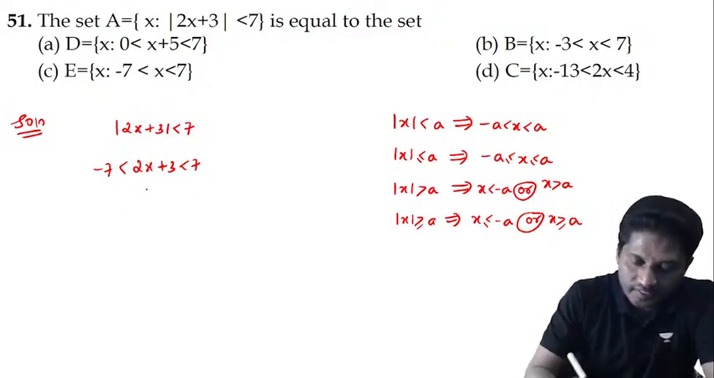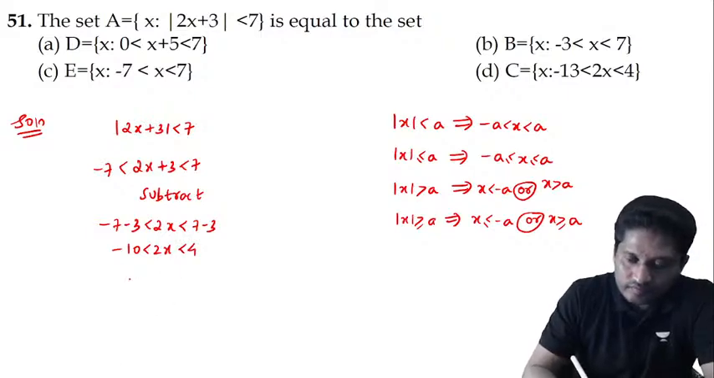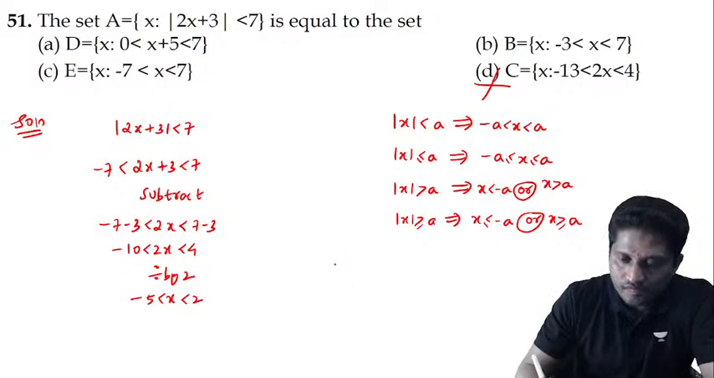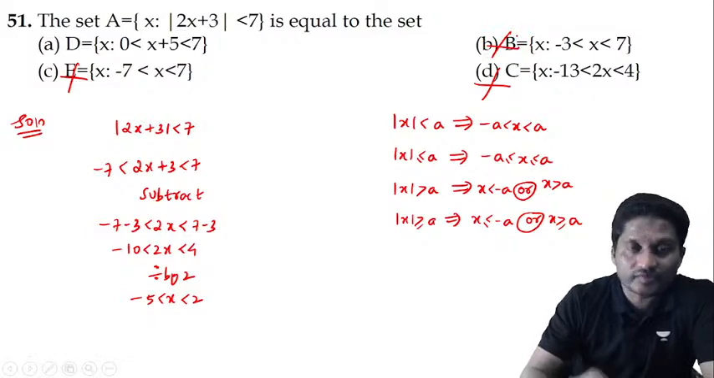Now if you subtract 3 throughout, minus 7 minus 3 is less than 2x, less than 7 minus 3. Minus 10 is less than 2x, less than 4. Okay, so this means that this option is ruled out. If you divide by 2, minus 5 is less than x, less than 2. Okay, even this is ruled out, and even this is ruled out. Only this first option is left out.